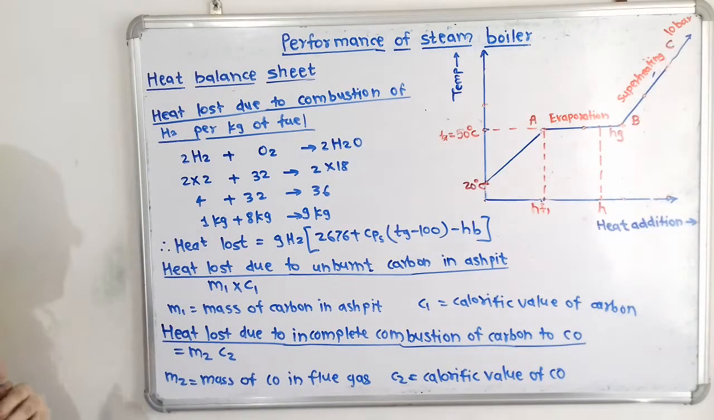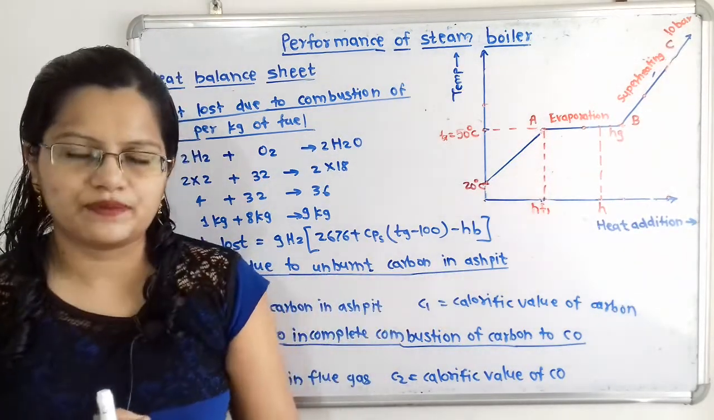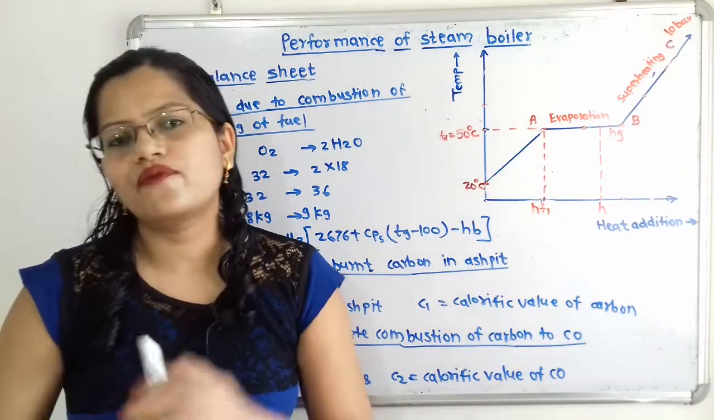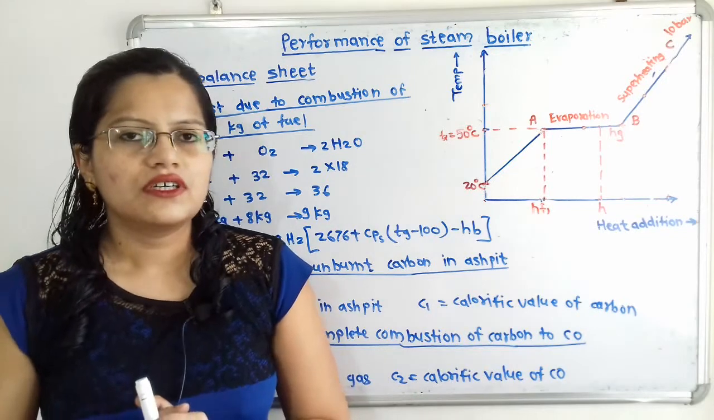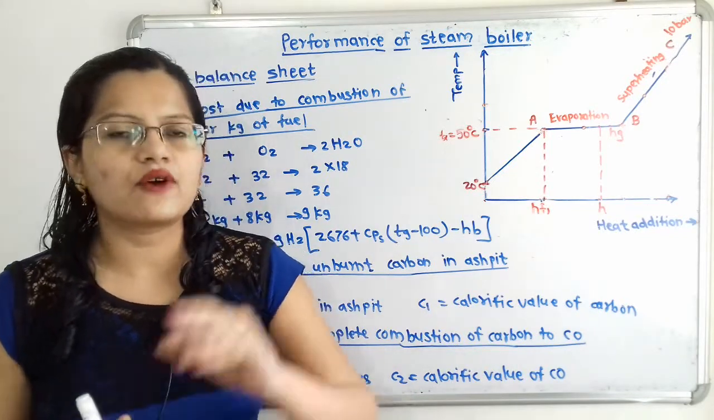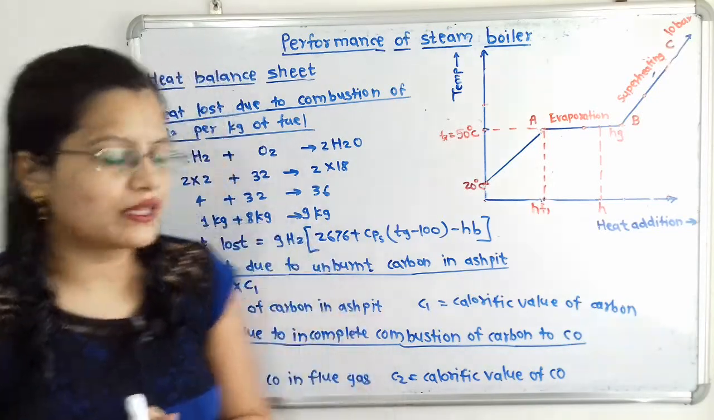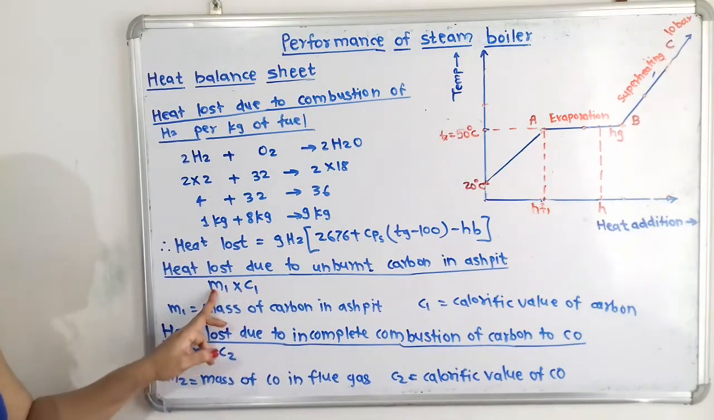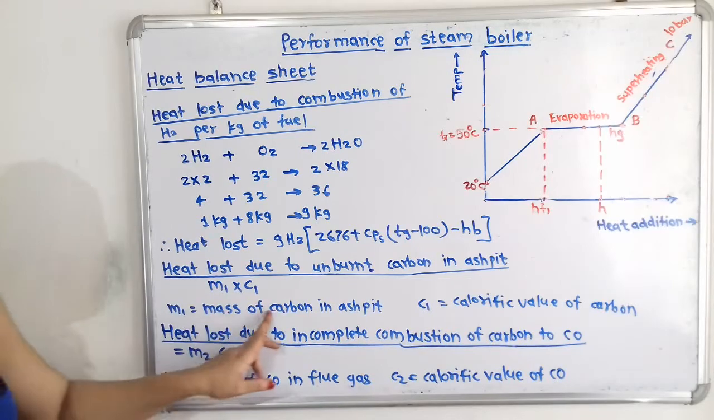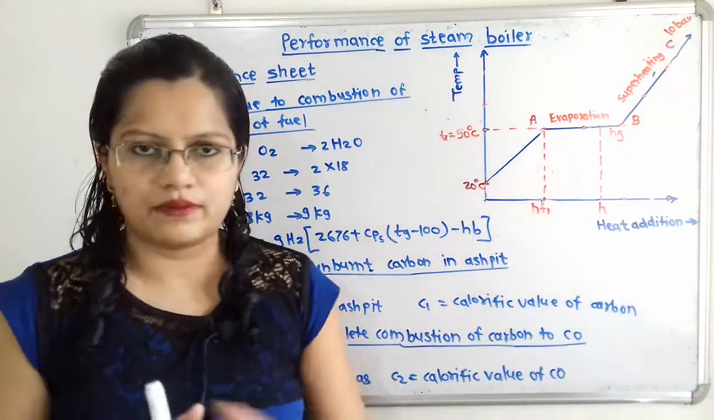Then we will move to the next formula, heat loss due to unburnt carbon in ash pit. So in the ash pit, suppose there is unburnt carbon, then how do we find out the heat lost? We have to find out the mass of that unburnt carbon and the calorific value of that carbon. So calorific value of carbon we will say C1 and mass of this unburnt carbon we will say M1. So M1 is mass of carbon in ash pit and C1 is the calorific value of carbon.